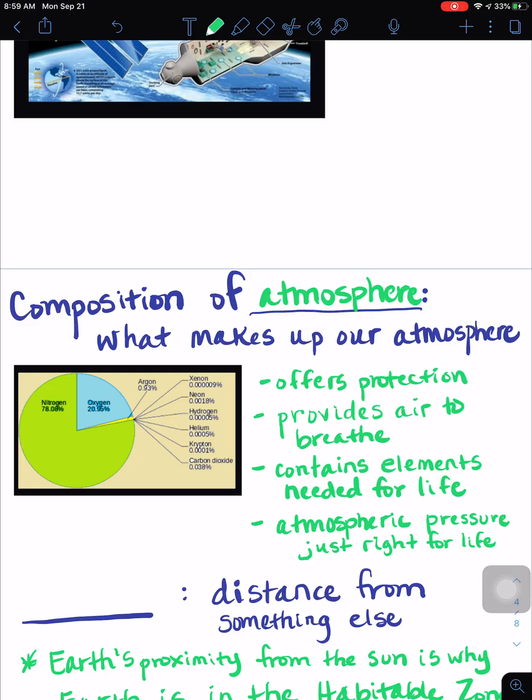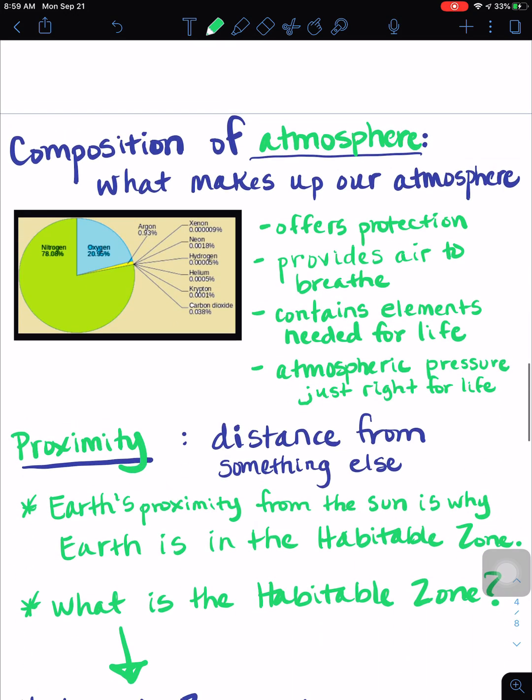Okay, and then next, I want you to know this term. It's called proximity. It's a key word in knowing why we have life on Earth. It means distance from something else, proximity. Earth's proximity from the sun is why Earth is in the habitable zone.